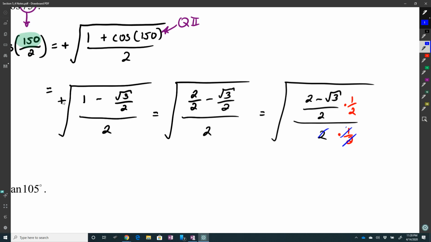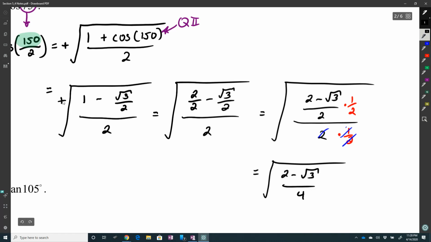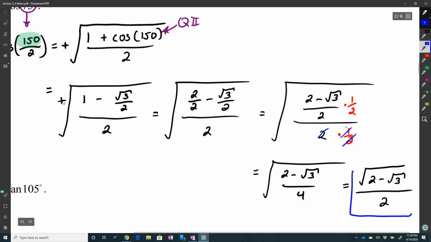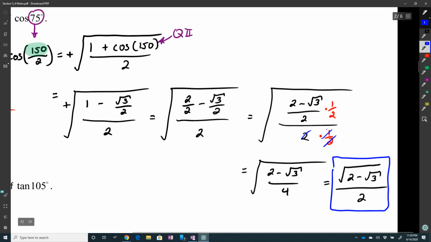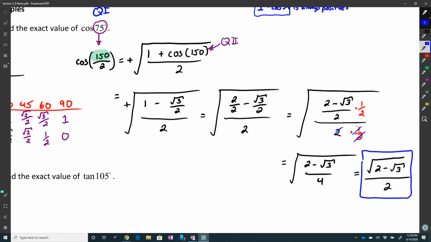But notice that the 2 and the 2 multiply to give me 4. So I have the square root of 2 minus square root of 3 over 4, but then the square root of 4 is 2. So now I can split the square root up between the top and the bottom. On the top, I have square root of 2 minus square root of 3, and on the bottom, I just have 2. And there you go. So notice it looks really nasty, but that's what they want as their answer.